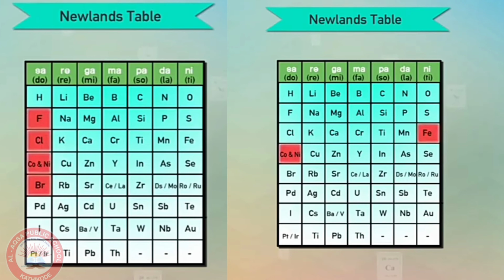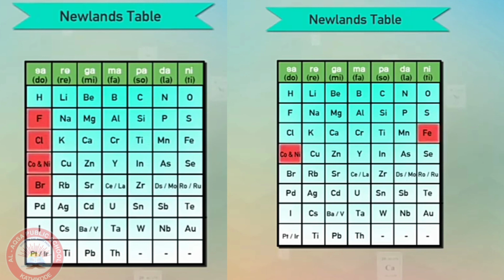Third one, in order to fit elements into his table, Newland adjusted 2 elements in the same slot but also put some unlike elements under the same notch. Now, in the first picture, we can see that cobalt and nickel are in the same slot, and these are placed in the same column as fluorine, chlorine and bromine. Actually, these fluorine, chlorine and bromine have very different properties than these elements.